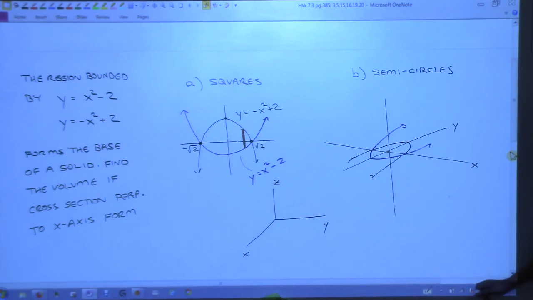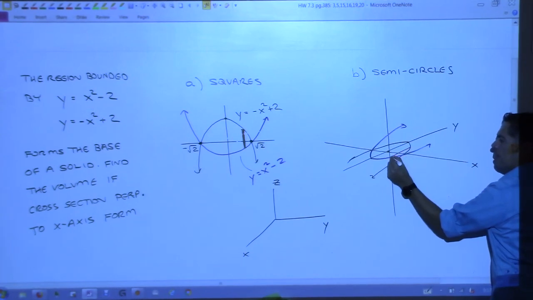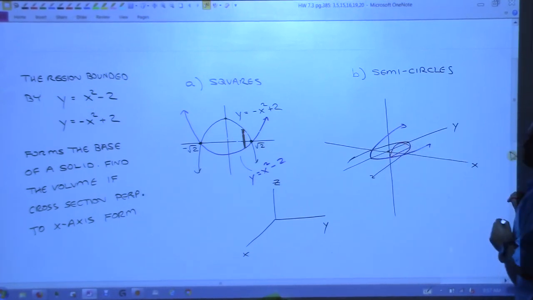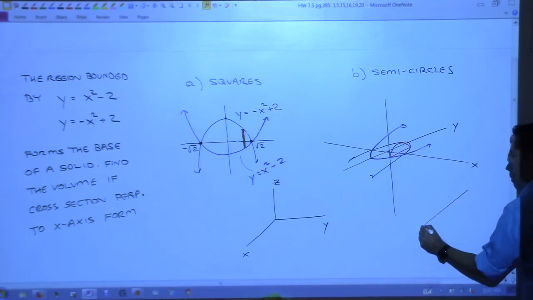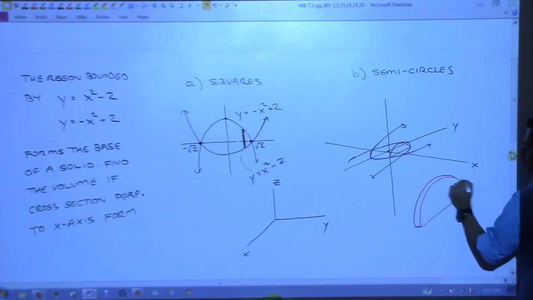And now I have a semicircle, right? So when I draw my little cut right there, it creates this little semicircle, a half circle. So if I blow that up over here, take a look at it, that will have a little thickness to it, just like it did before, right? Something like that.